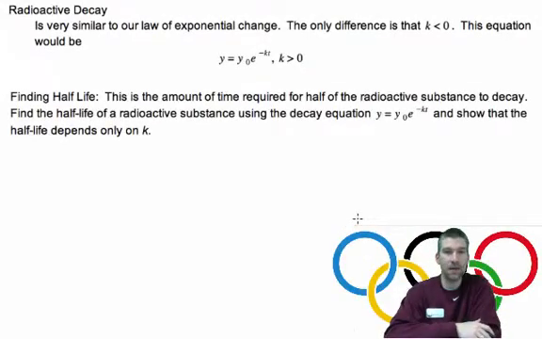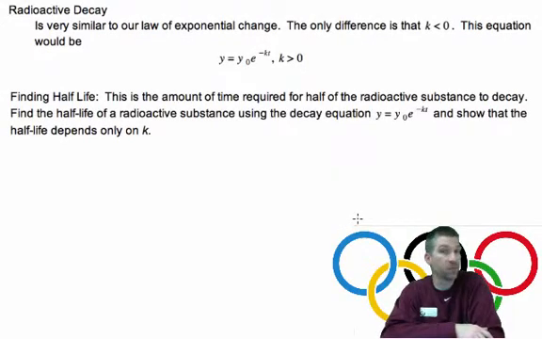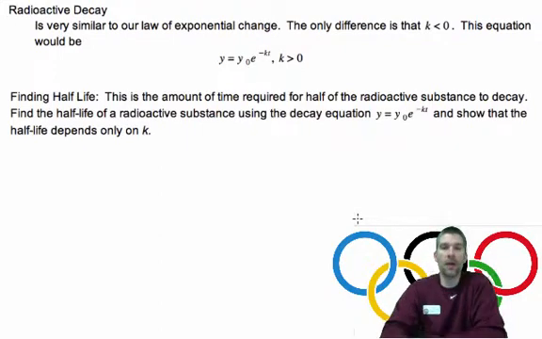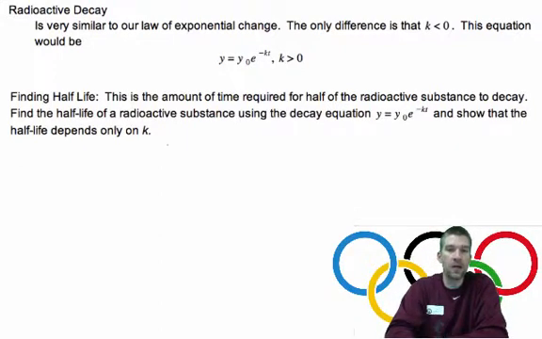Radioactive decay is really similar to our law of exponential change. The one thing that is going to happen every single time with decay is that k is going to be less than 0. Remember, k is some constant value, and k is going to be less than 0. I know this looks weird, but think about what's going on. I need k to be negative.